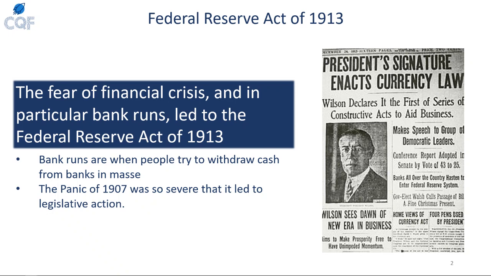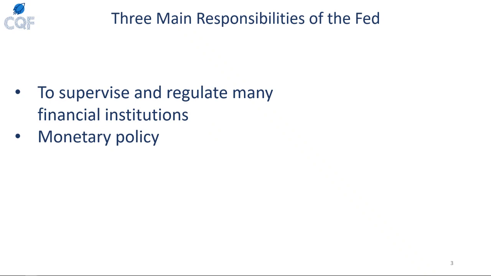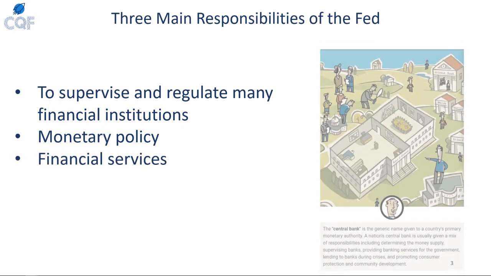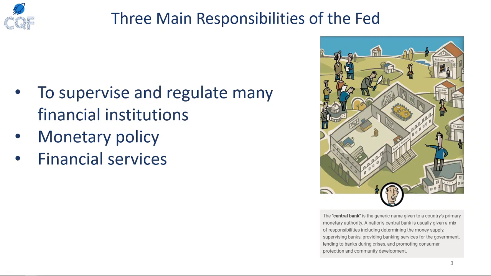The panic in 1907 was really bad, and it ended up leading to this legislation in 1913. To the right, you see Woodrow Wilson, who was in office as the President of the United States when this Federal Reserve Act was passed. So the Fed has three main responsibilities: to supervise and regulate many financial institutions like banks; monetary policy, which is the main topic that most people care about in terms of the Fed; and they do quite a few financial services because they are what is called the banker's bank.